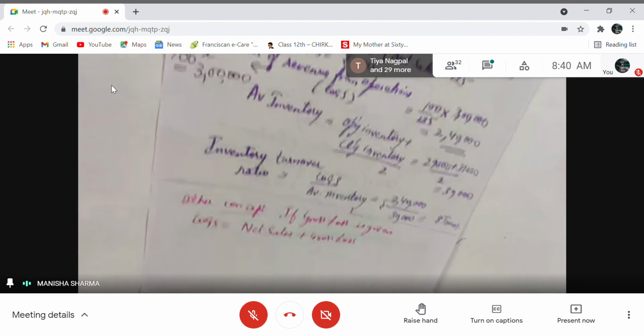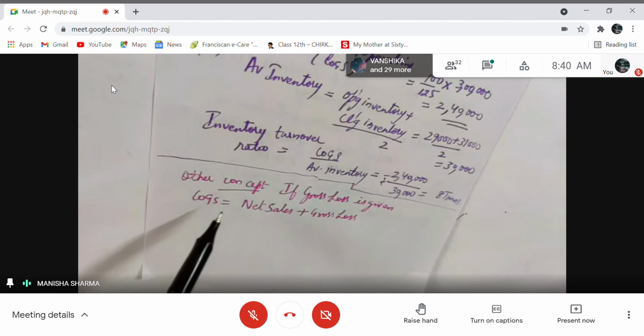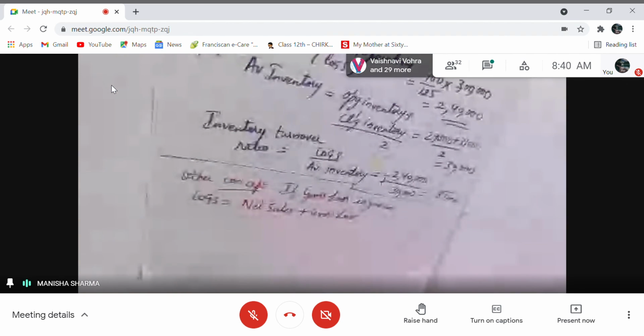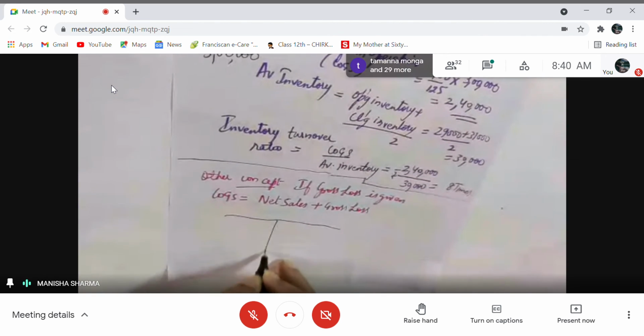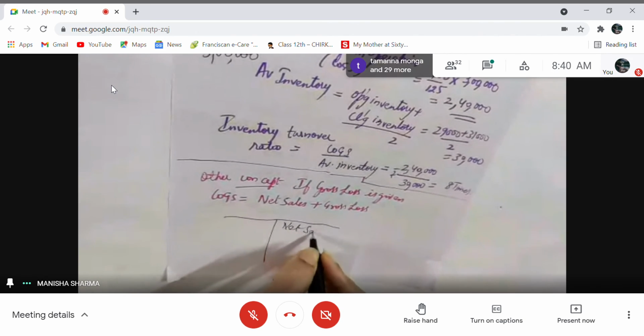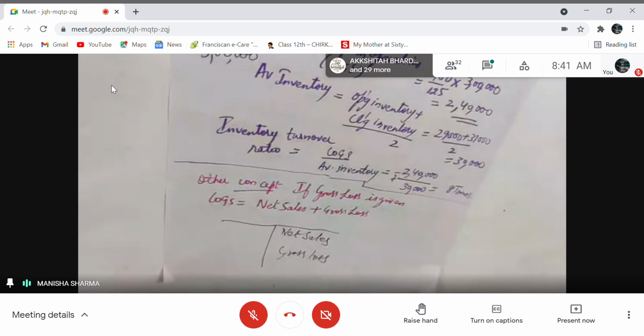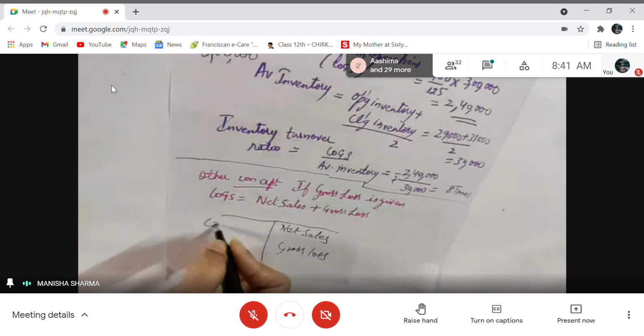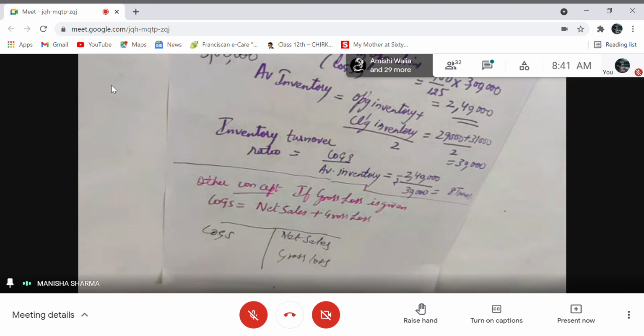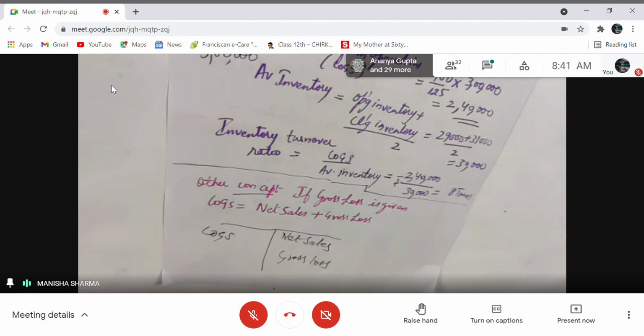Now let's see another concept. If gross loss is given, then what would be COGS? COGS will be net sales plus gross loss. You should know that also. If GP is subtracted, gross loss will be added to net sales. If you remember the trading and profit account, net sales is on this side, and gross loss is also on this side, and COGS is on this side. If I take closing stock to that side, I will get COGS on the left-hand side. So if there's gross loss, there's nothing to get confused: net sales plus gross loss will be COGS.